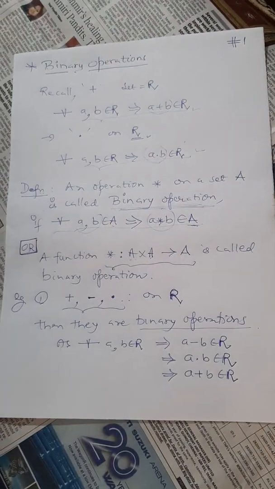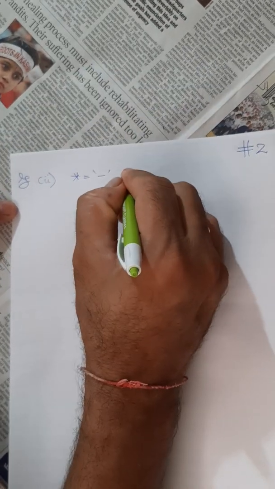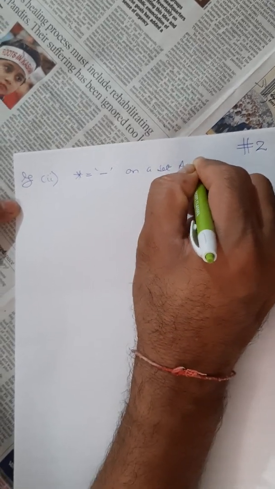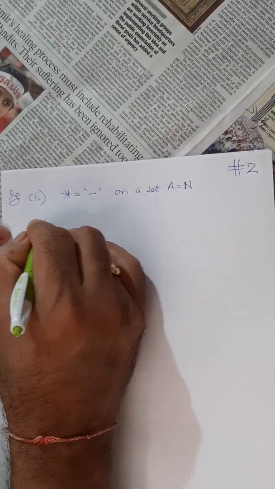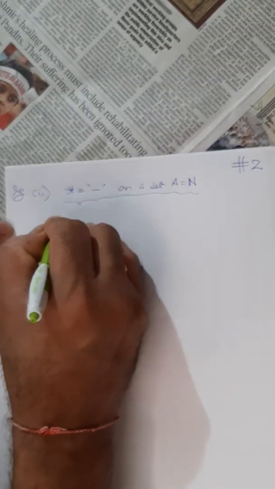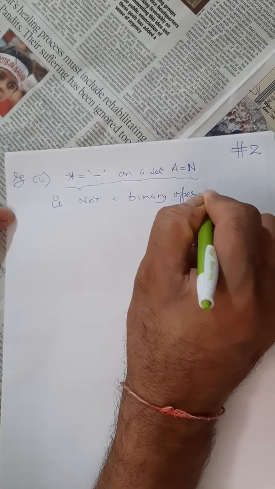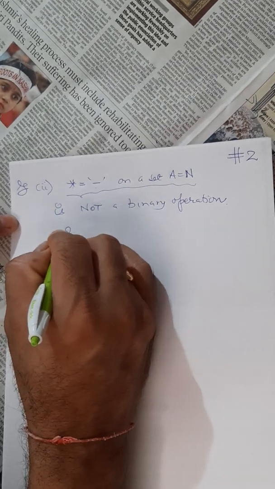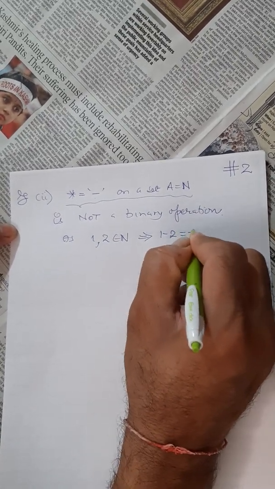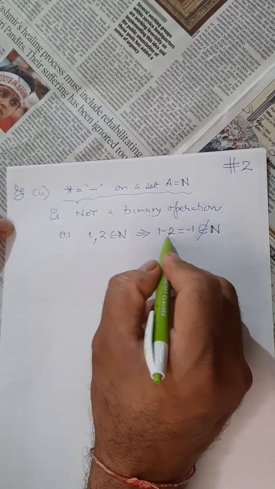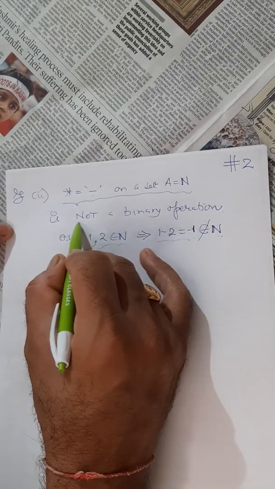Now, if I take here asterisk as subtraction on a set A equals to, I'll take natural numbers. The question is, is this binary on this? So the answer is no. Then asterisk equals to subtraction on this set is not a binary operation. What is the meaning of this? If I pick up any two members from the set, for example, suppose I've taken 1 and 2 from N, apply the subtraction 1 minus 2, which is minus 1. This is not in N. Remember, if I write 2 minus 1, then of course it is in N. But here you have an example for which the resultant member is not in the same set. That's why it is not a binary operation.